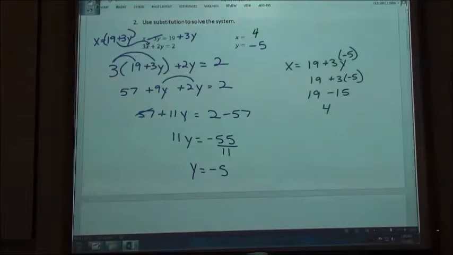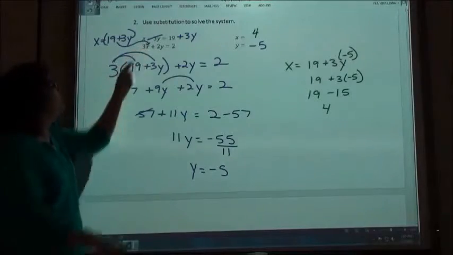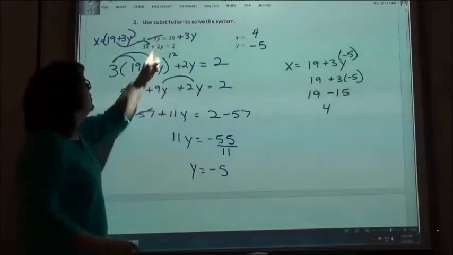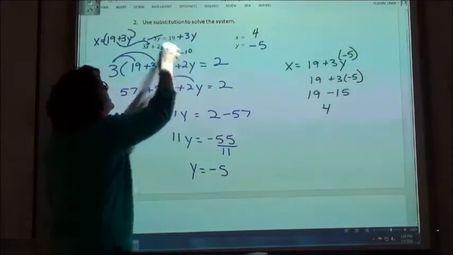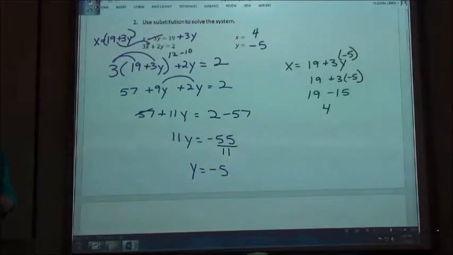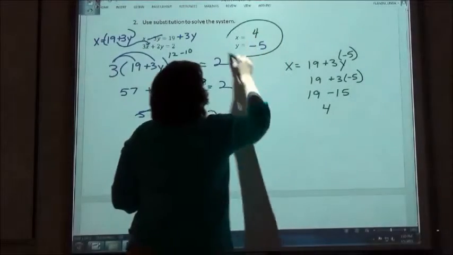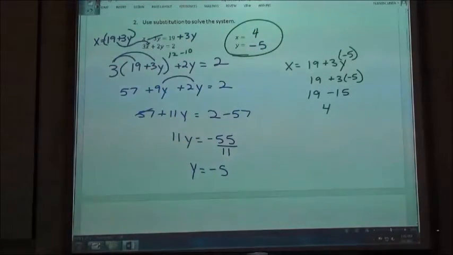So if we just check it quick in our head, 3 times 4 is 12. 2 times negative 5 is minus 10. 12 minus 10 is 2. Yep, my answer checks out. So, not short problems.